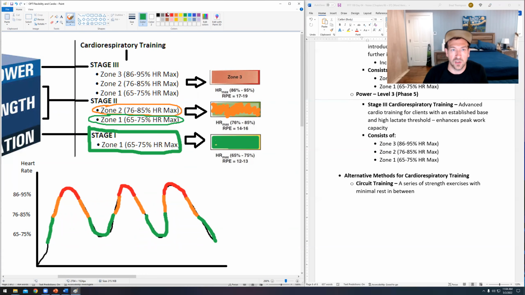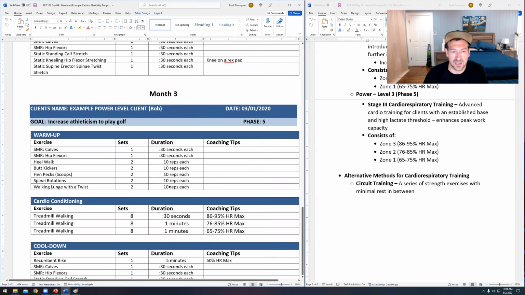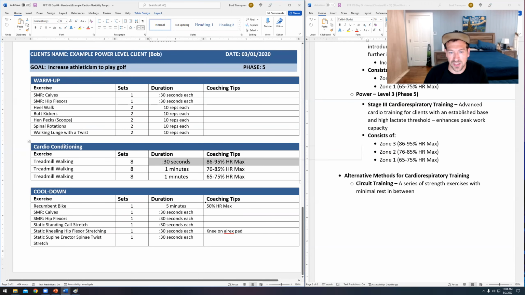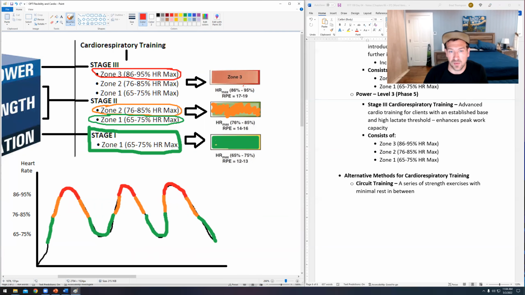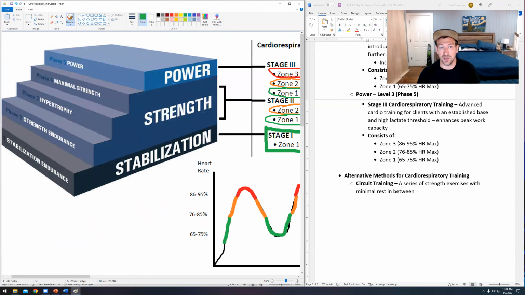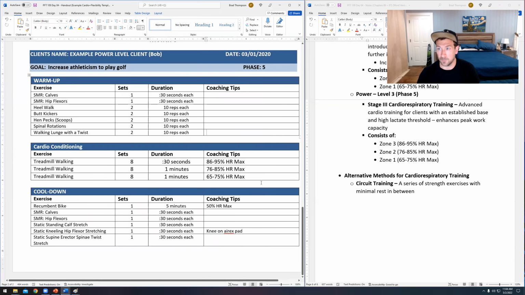But then we're going to do 30 seconds in the next month of training, right? We get him into his third month, 30 seconds at 86 to 95% heart rate max. That's intense, right? Then we let him recover just a little bit, but still push hard in zone 2. And then we let him fully recover in zone 1 before we repeat. This is a very advanced style of training. That's really intense. So we really only do it with our power level clients. That's a very advanced form of training.